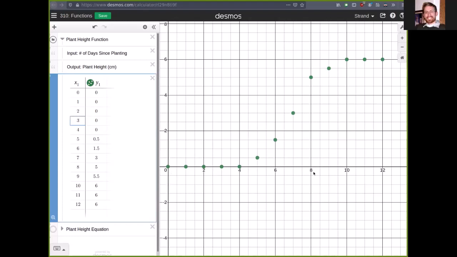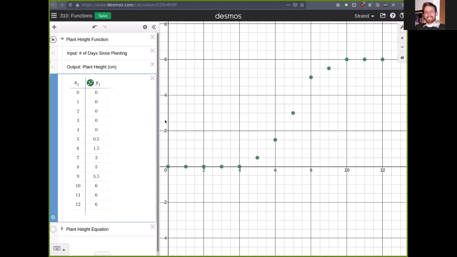We usually put the inputs on the x-axis and the outputs on the y-axis. And so (3, 0), right, on day 3, the height was 0 centimeters, and that is right here. This is the point (3, 0). And then down here we have the point (7, 3), so that means after 7 days, the plant had a height of 3 centimeters. I've used dots to represent this because the data that we have from the measurements is only these points, so technically the function can be represented by those dots.